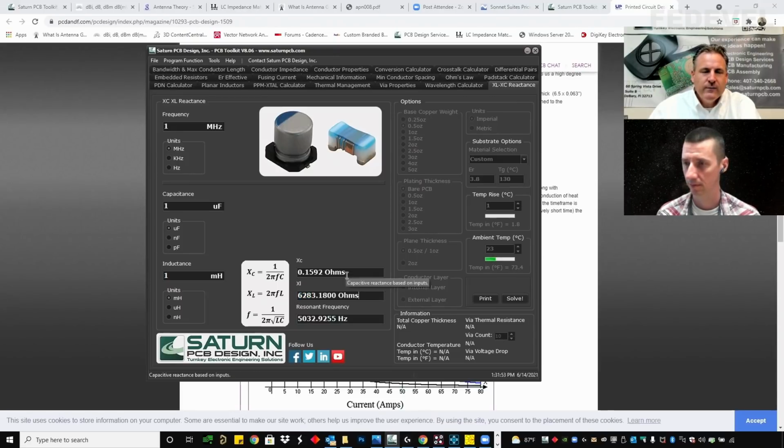A lot of times we use blocking capacitors in RF to differentiate between sections. For example, I've got one working right now where they put in 100 picofarad capacitors, and the frequency is only like 250 megahertz. Well, the X of C is 6.3. So you're losing a lot through this capacitor.